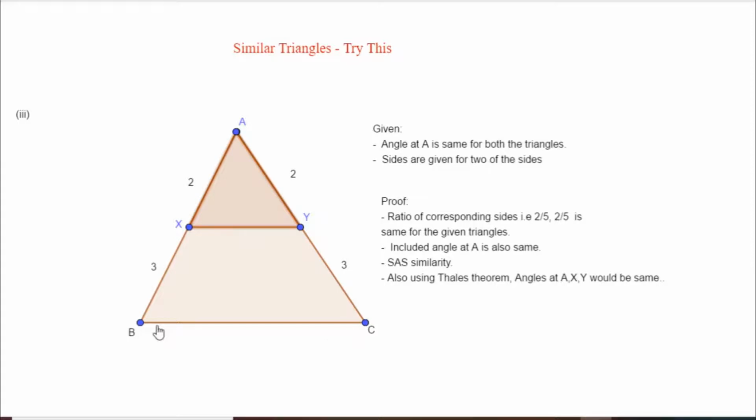So when XY is parallel to BC, you may notice that angle B should be equal to angle X. Likewise, angle C should be equal to angle Y because XY and BC are parallel lines. So that way you could see that all three corresponding angles of both the triangles are the same. And hence the triangles AXY and ABC are similar.